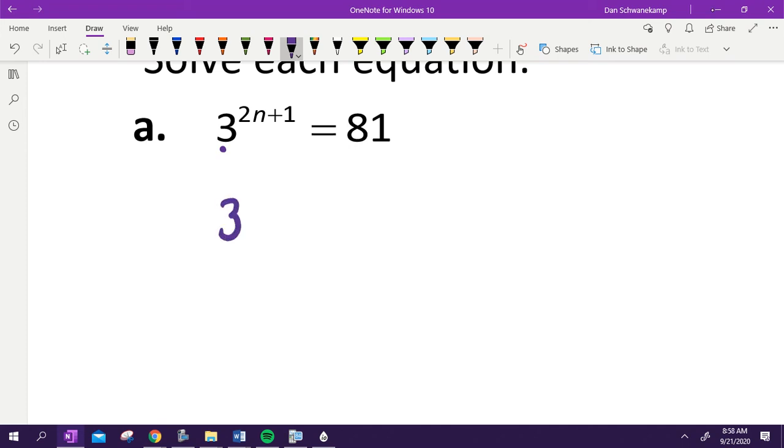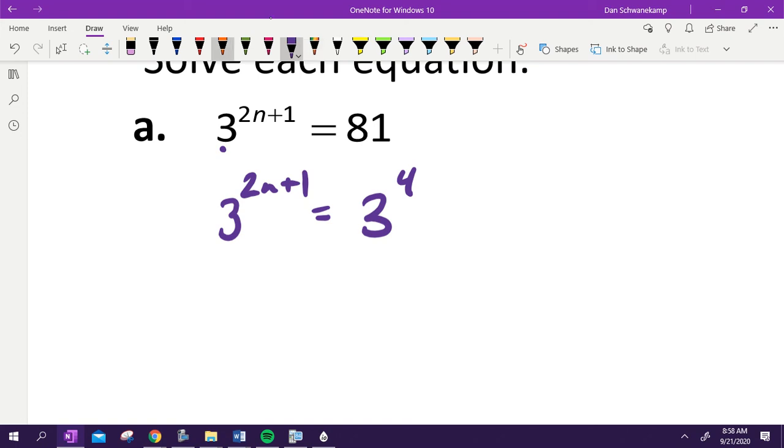Yeah. We always go down. When we're rewriting as a base, the numbers are always going to get smaller. I can't write 3 to the 81. That's cheating. But 81 is the same thing as 3 to what power? 3 to the 4th. You might not remember that, but you should. 3 to the 4th power is the same thing as 81. We rewrote both sides to be the same base.